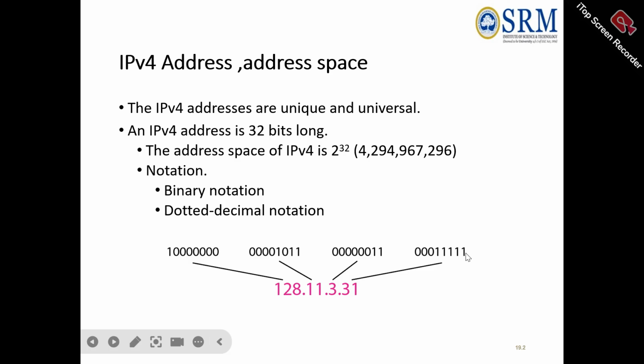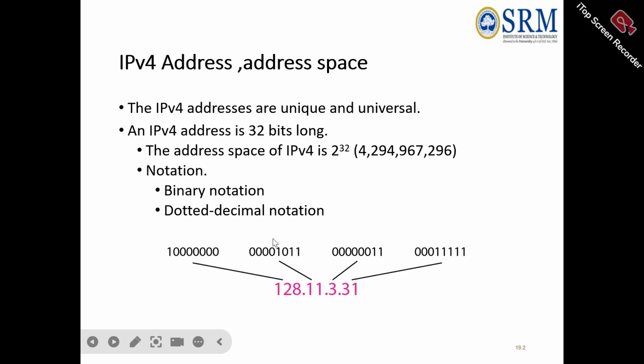Similarly, in the last octet, the last 5 bits are 1. That is 2 to the power 0 plus 2 to the power 1 plus 2 to the power 2 plus 2 to the power 3 plus 2 to the power 4. The value of 2 to the power 4 is 16. So 16 plus 8 plus 4 plus 2 plus 1, and the total value is 31.